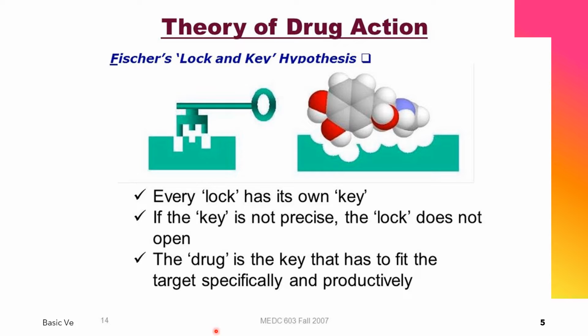This diagram shows Fisher's lock and key hypothesis. In this hypothesis, it says that every lock has its own key. If the key is not precise, the lock does not open. The drug in this context represents the key that has to fit the target specifically and productively. So in this case, the lock represents the receptor and the key represents the drug.